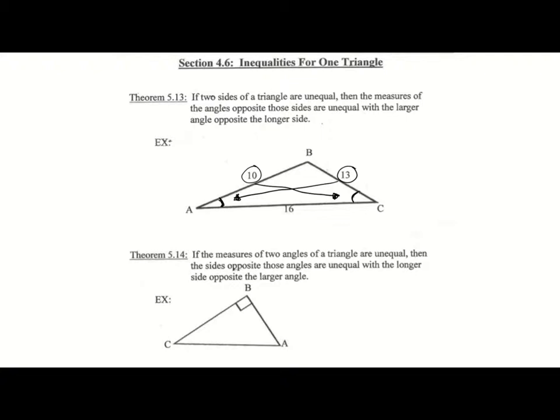So that's going to be the same for this side 16 too. Side 16 to angle B, that's going to be my largest angle because it's my largest side. So then the same goes for my other angles. My smallest side is 10, so that's going to make C my smallest angle.